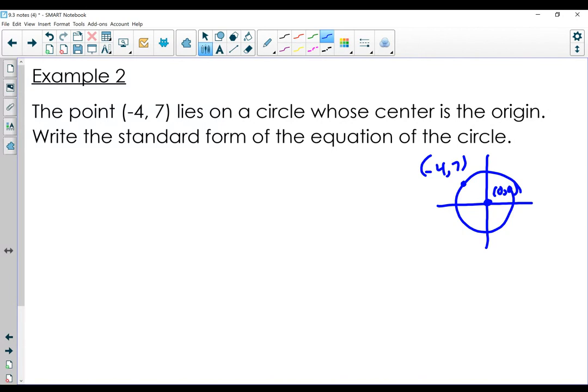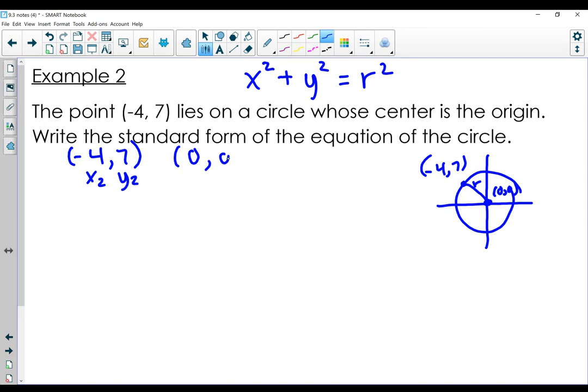So in order to write an equation of a circle, I'm going to look at it in standard form. If my center is at 0, I just have x squared plus y squared. And then on the other side of my equal sign, I have the radius squared. So really the only information I need here is that radius. So my radius is going to be the distance between those 2 points. So I can use my distance formula. So I will use negative 4, 7 as my x2, y2, and 0, 0 as my x1, y1.